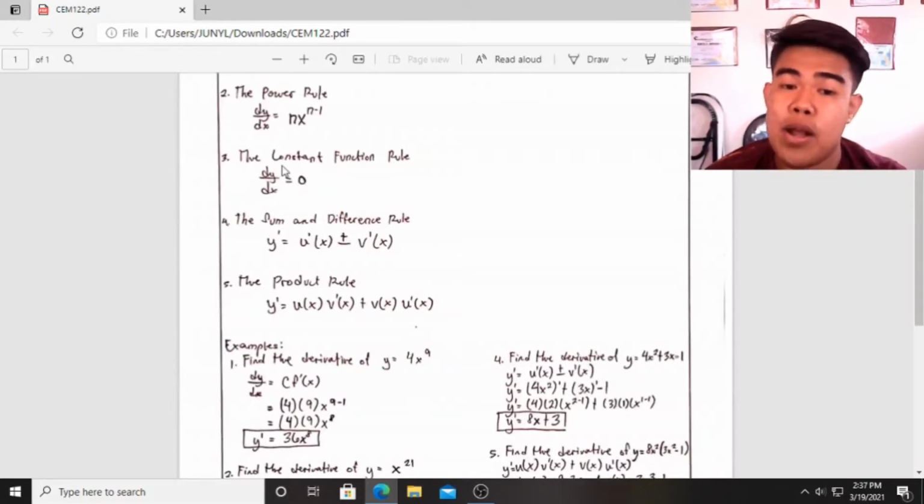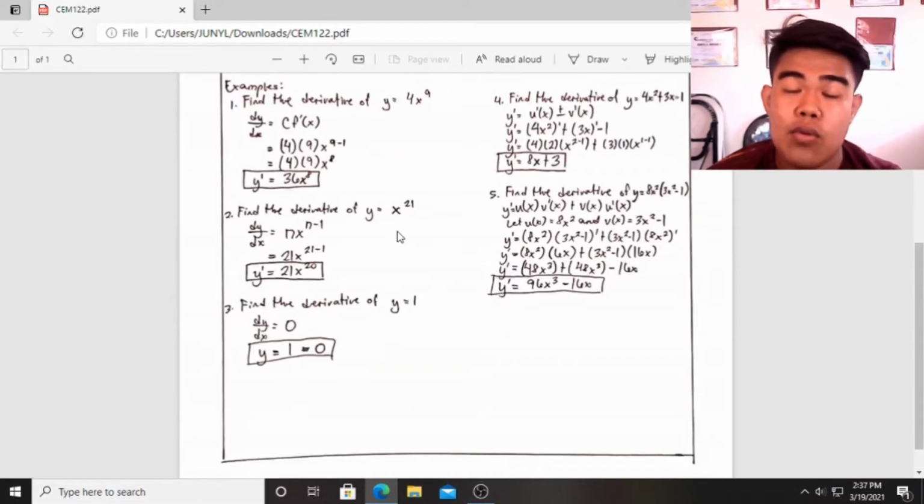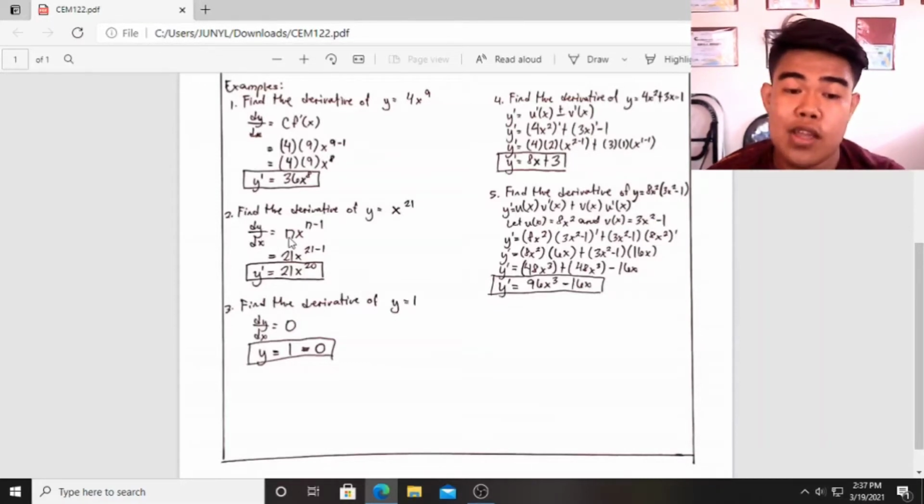So the second one is the power rule. The example of power rule is find the derivative of y equals x raised to 21. So the formula for the power rule is derivative of y over derivative of x equals n x raised to n minus 1. So I substituted it.